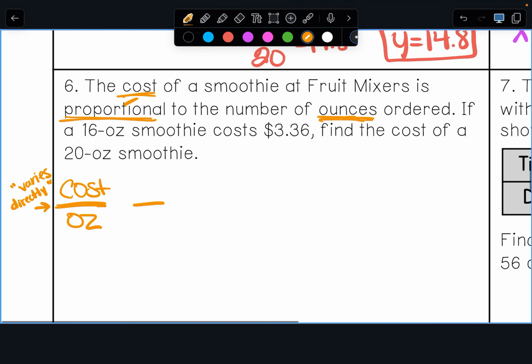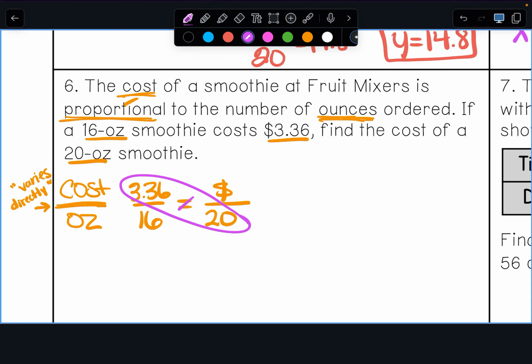The first number, set your two fractions equal to each other. The first number that's given is 16-ounce smoothie. Ounces go at the bottom. 336 is a cost. And then 20-ounce smoothie is the other number that they give us, so meaning we're looking for the cost. We cross multiply.